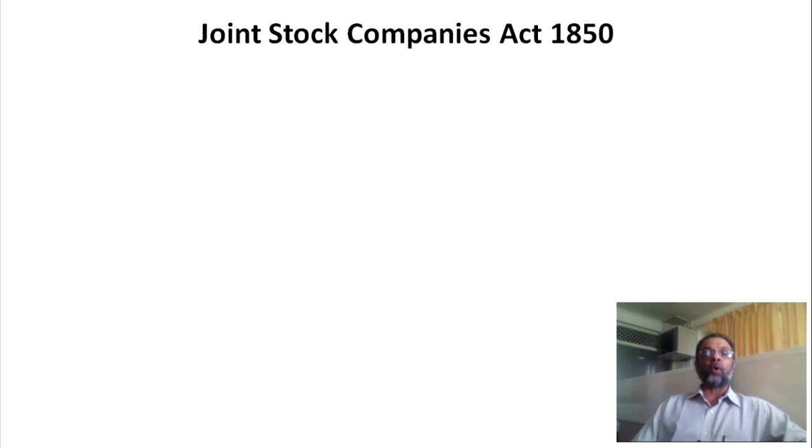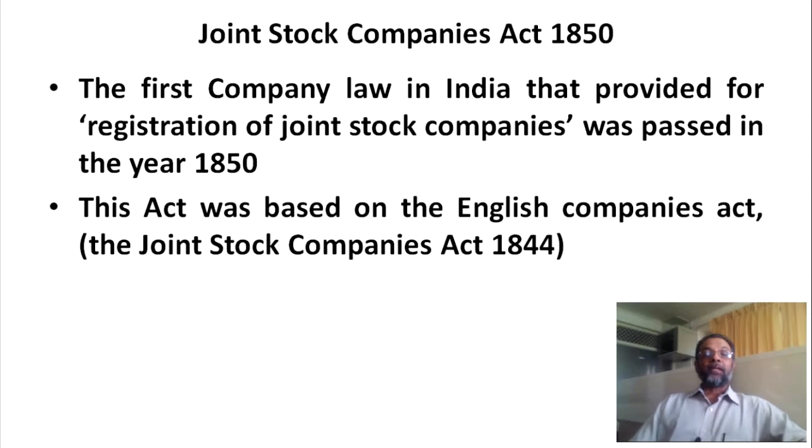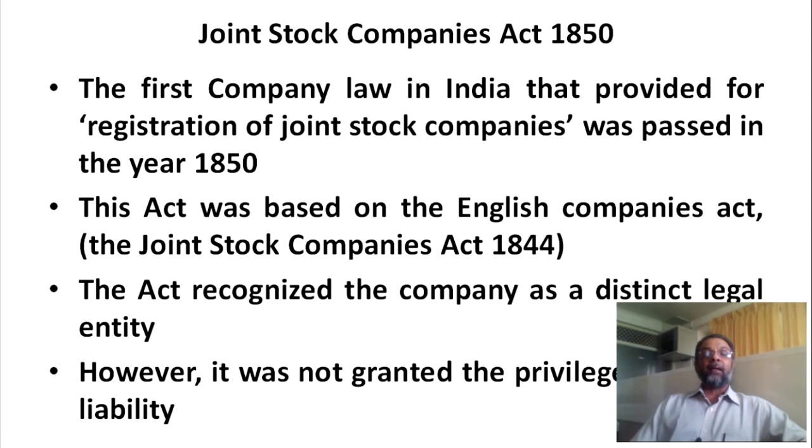Now let's look into the Joint Stock Companies Act of 1850. This act was the first ever Companies Act in India, and it provided for the registration of joint stock companies, and it was passed in 1850 in the British Parliament. This act was based on an English Companies Act known as the Joint Stock Companies Act of 1844. However, though the act recognized the company as a distinct legal entity, it did not grant the privilege of limited liability to its members. So it was the biggest drawback in this particular act.